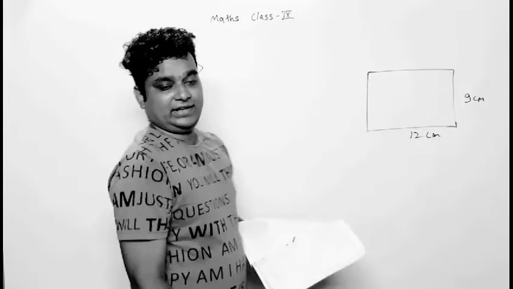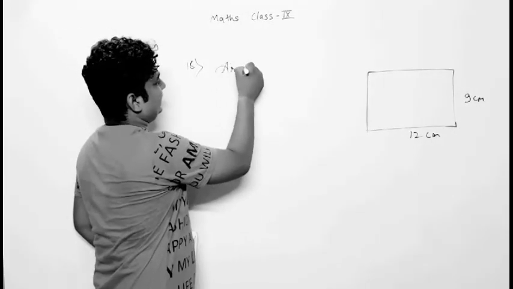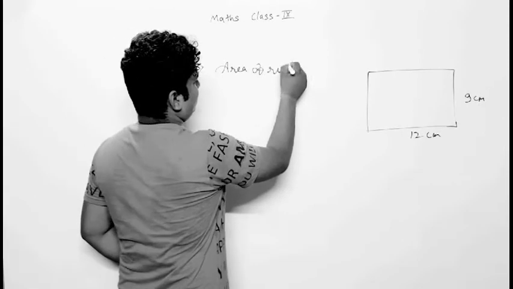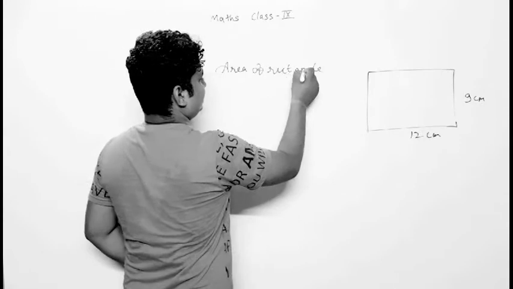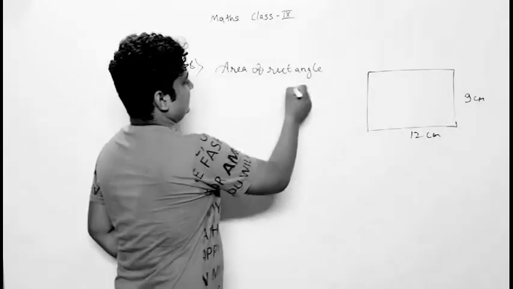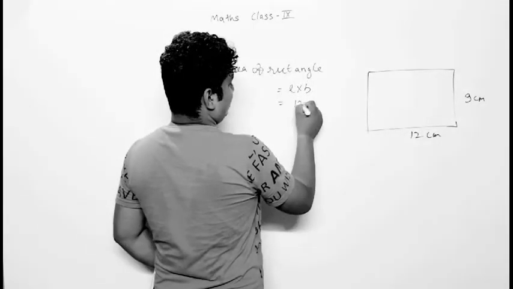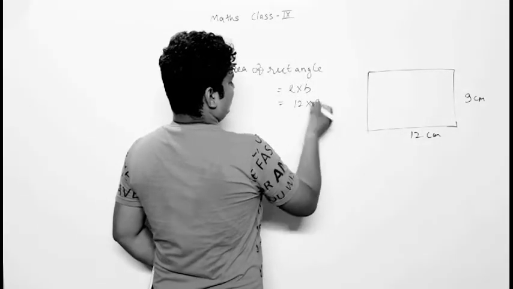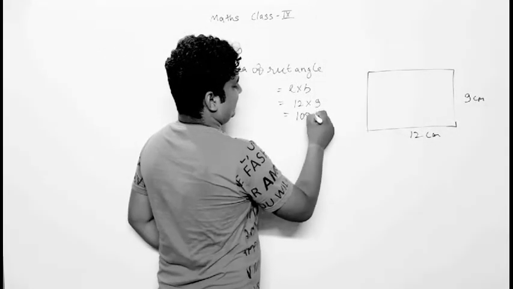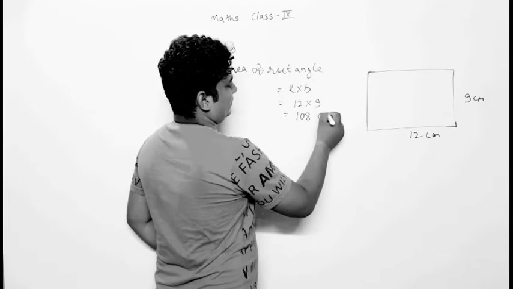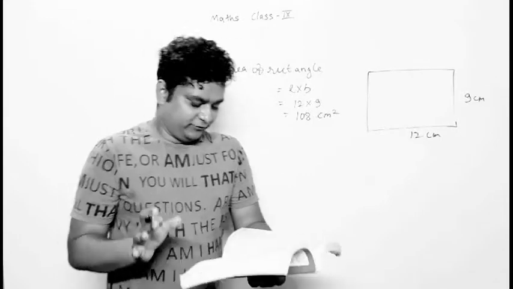So to find the area of the rectangle, first of all we need to find the area. Area of rectangle equals what? Length into breadth. Length equals 12 into breadth, which equals 9. So further, we will multiply this, and that equals 108 centimeter square. This particular is the area. We have got that area over here. So the first part we have completed.